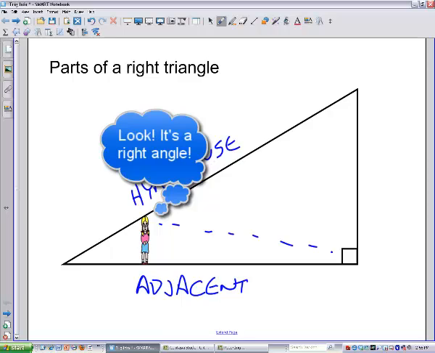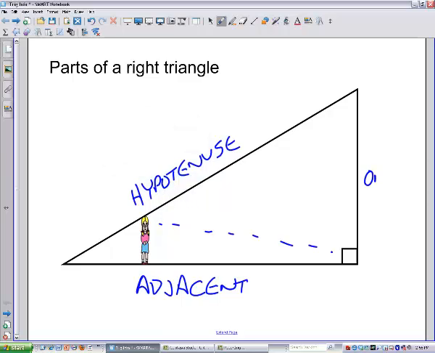The one I'm standing on is the adjacent side, and the one that I can't touch because my arms are just not long enough is the opposite side. So we want to be aware of these relative to the angles. If we're standing up in this corner, my hypotenuse would still be the same. This becomes my adjacent, and that becomes my opposite side. Those are the parts of a right triangle.